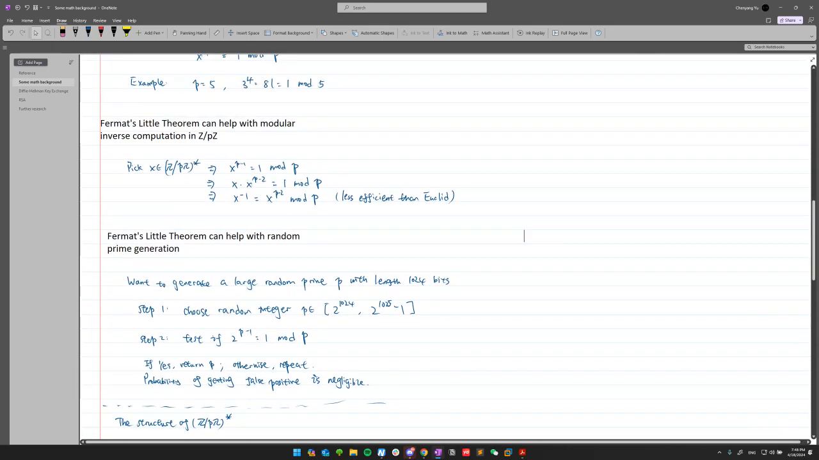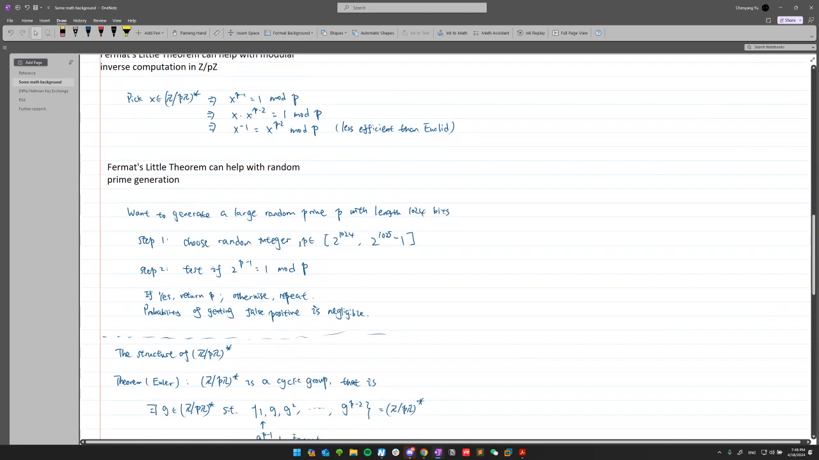So the other application of Fermat's theorem is you can generate a prime. This is not recommended, but theoretically you can do it. So how it works is, for example, you want to generate a random P. For example, in RSA, the length is 1024. Your goal is to generate a large random prime.